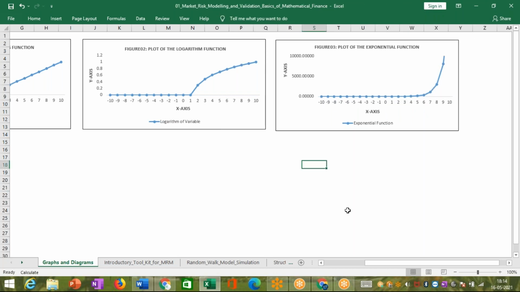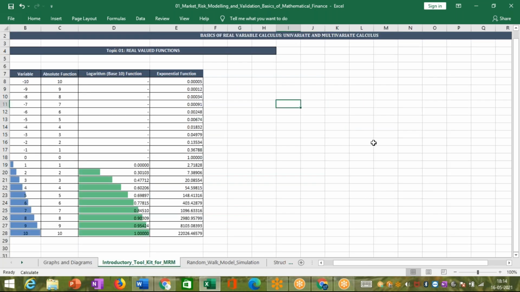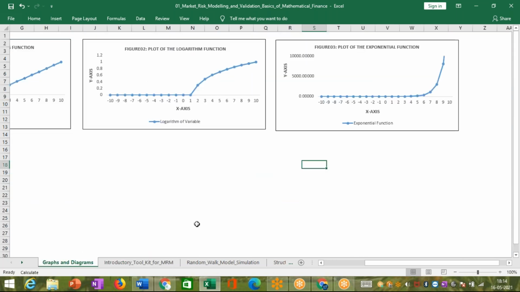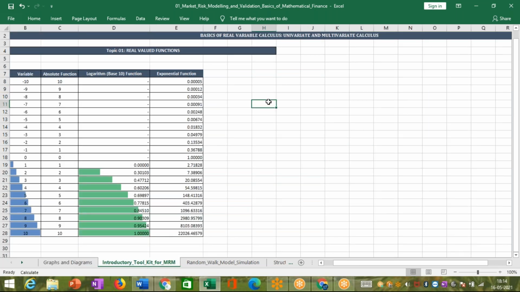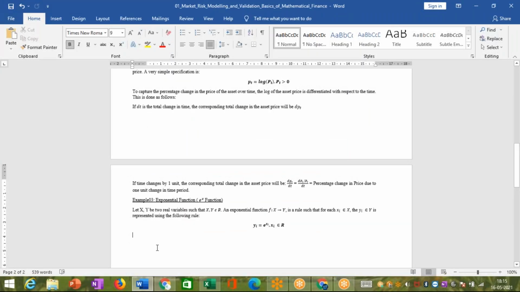Okay. So this is the third type of function. Right. So is this plot of the function clear to us? Okay. So now let us very quickly look into another important characteristic.